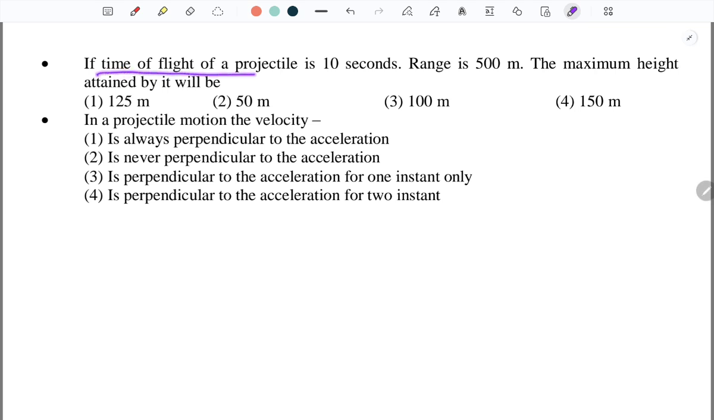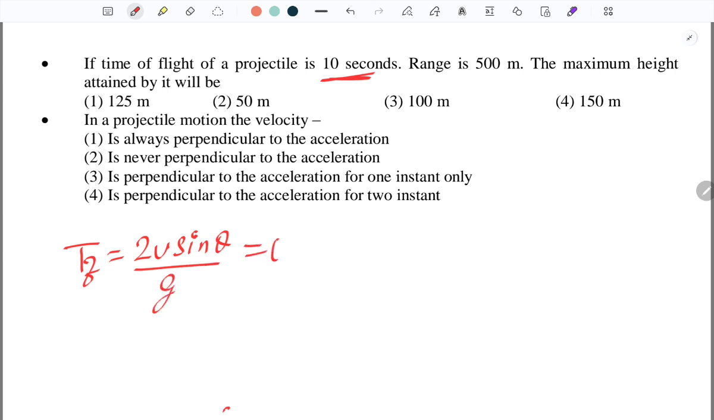If the time of flight of a projectile is 10 seconds and the range is 500, the maximum height attained by it will be? Very easy question. Time of flight of a projectile is 10 seconds, TF is 2u sin theta by g. That is already given, 10. From this I can completely take out u sin theta. u sin theta will be g into 10 divided by 2, so 10 into 10 by 2, that is 50.